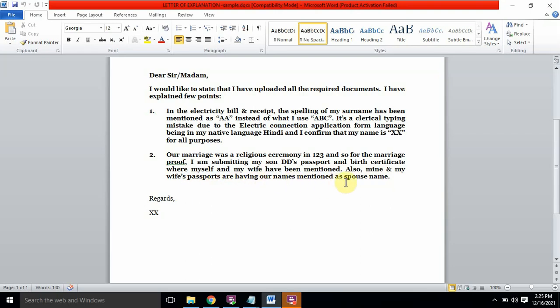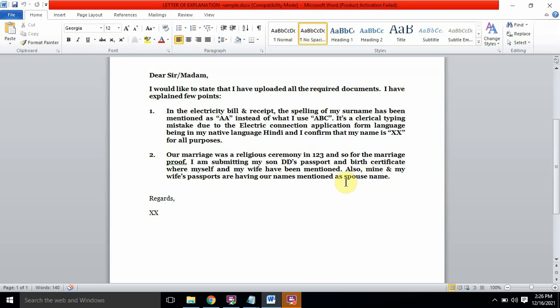So here in the second point you can see I'm specifying 3 documents, just to confirm that without the marriage proof, the marriage certificate, this is the relation between me and the co-applicant, and I am providing these 3 documents. Now point 3 could be, what else can you specify here?